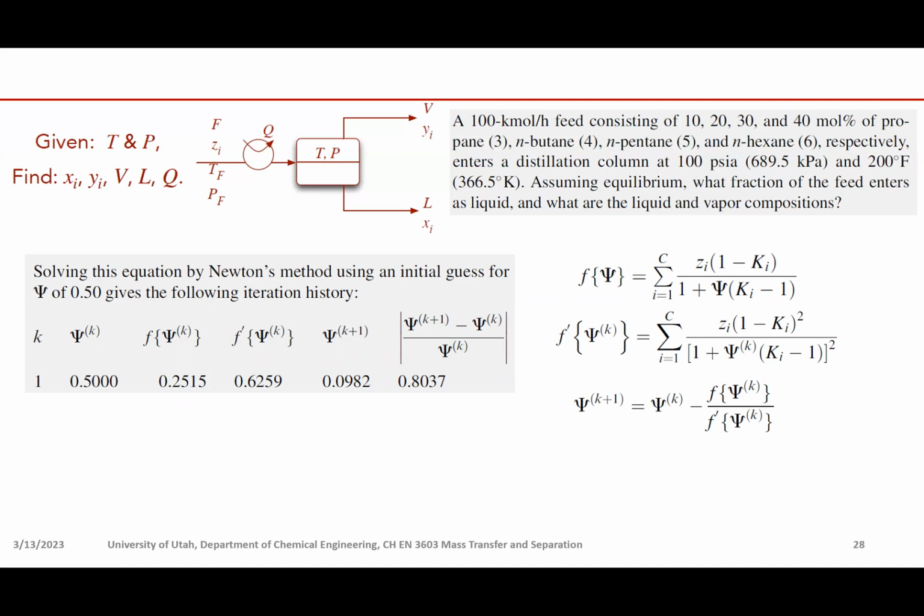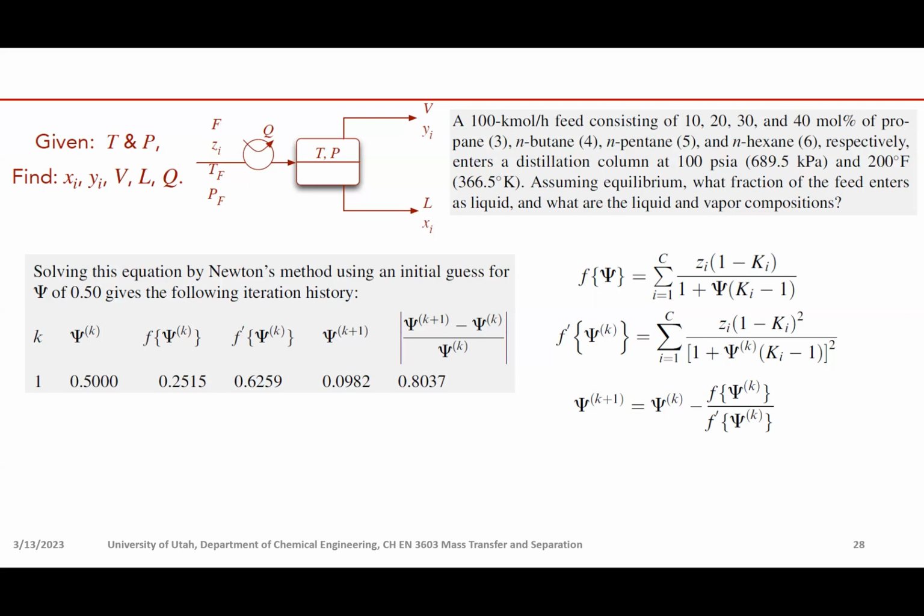In the first iteration, we start from the psi value of 0.5. Then you plug psi equals 0.5 into this equation, which is your Rachford-Rice equation. You can get f(psi), that's 0.25. And then you can also plug psi into this equation that gives you the derivative of f. That's this number. You can compute the next psi value by using Newton's method. This is the equation for Newton's method that gives you this value.